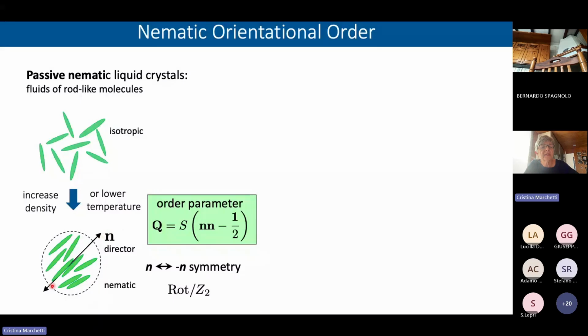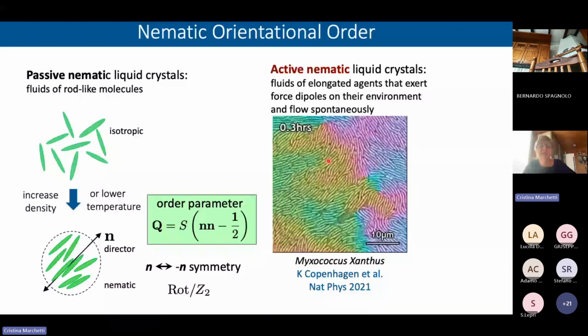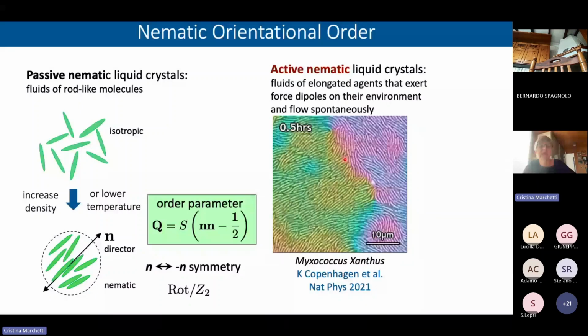But due to the fact that the rods are head-tail symmetric, the ordered state has inversion symmetry, that is a symmetry for n going to minus n. And so the order parameter, unlike in ferromagnets, where the order parameter is a vector, here the order parameter is a rank 2 tensor that we call the Q tensor, characterized by a scalar magnitude of order, and this director field.